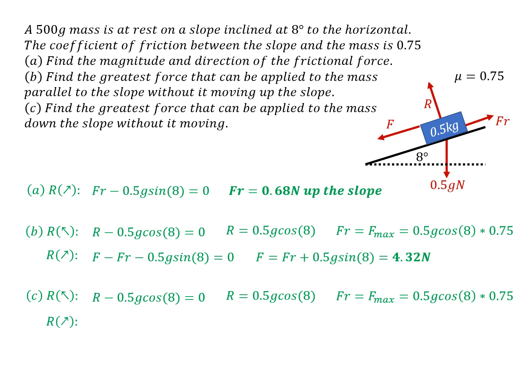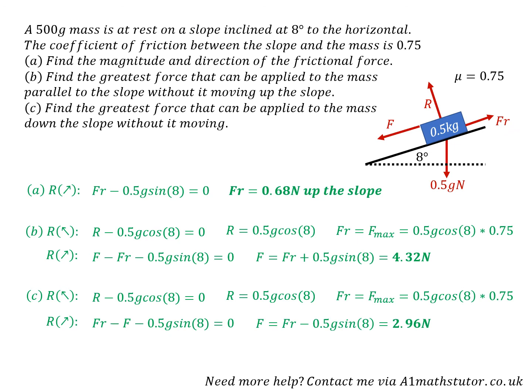So now, when we resolve parallel to the plane, we have Fr in this direction here, minus the friction, minus the component of the weight parallel to the plane, equals 0. So from that, F is 2.96. So a lot less force is required to move the particle down the plane than there is to move it up the plane. So there we are.